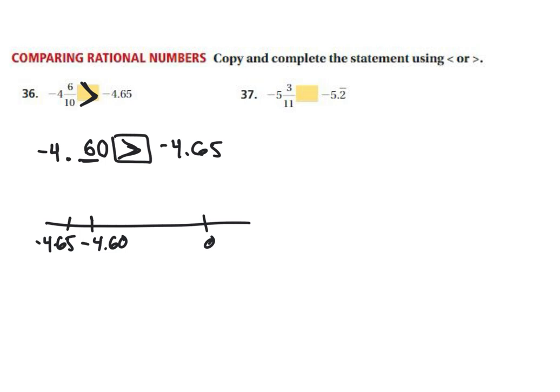For number 37, we do have to use a little bit of long division. We have to do 3 divided by 11.